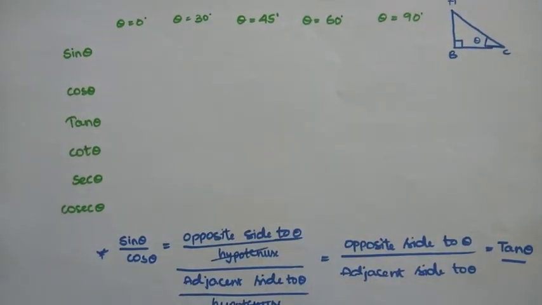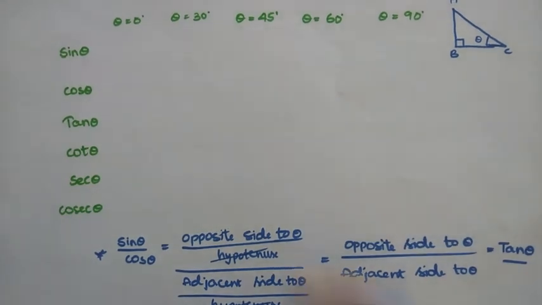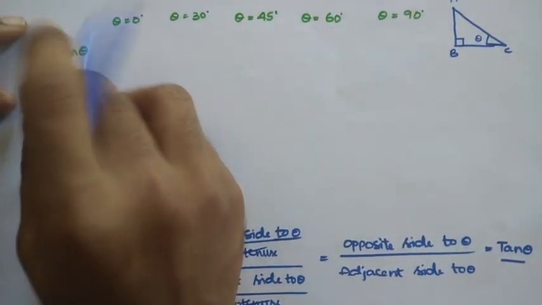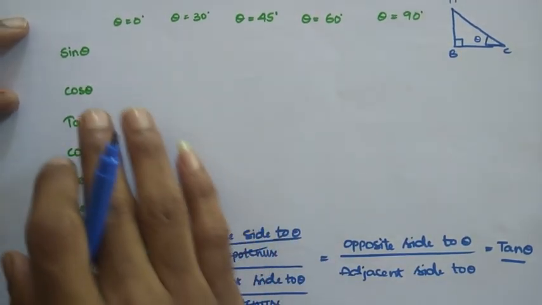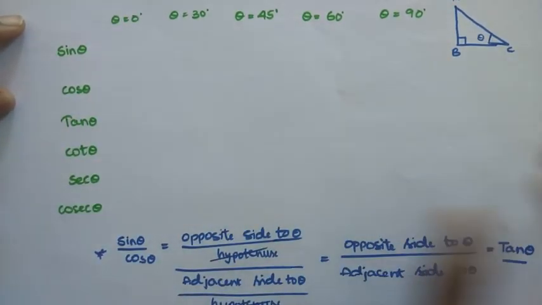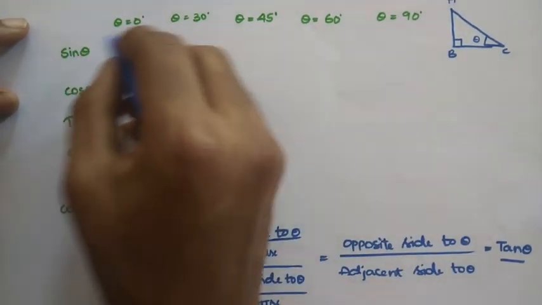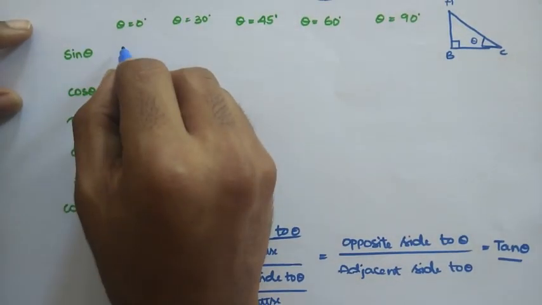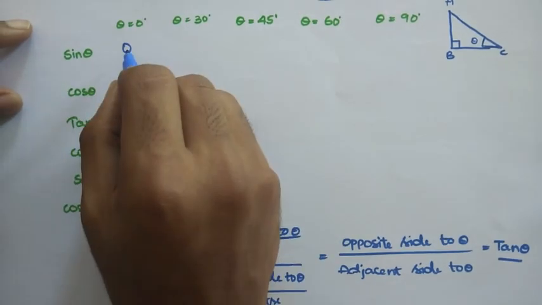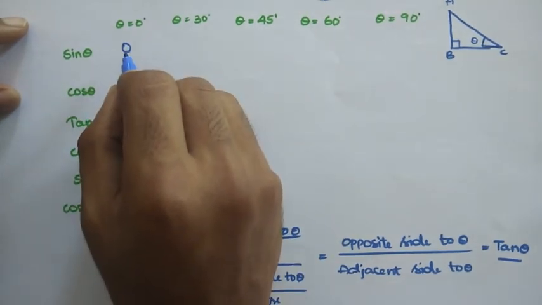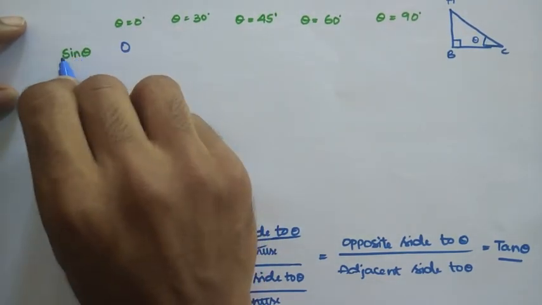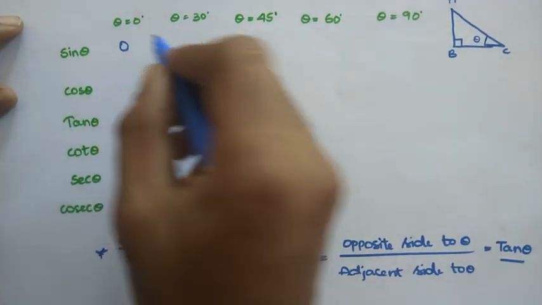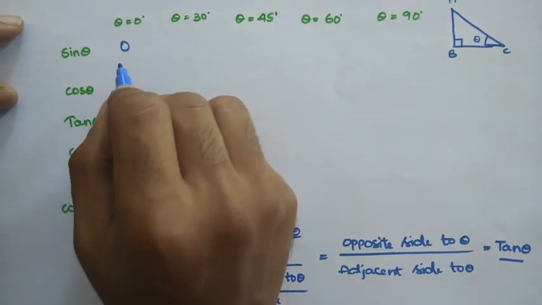Please remember only the sine values. If you know these sine values, you can write every trigonometric ratio value. If you put theta equal to 0, sin 0 will be 0. In the next video, I'll tell you why. If we put theta equal to 0, sin 0 becomes 0. For now, remember this value.